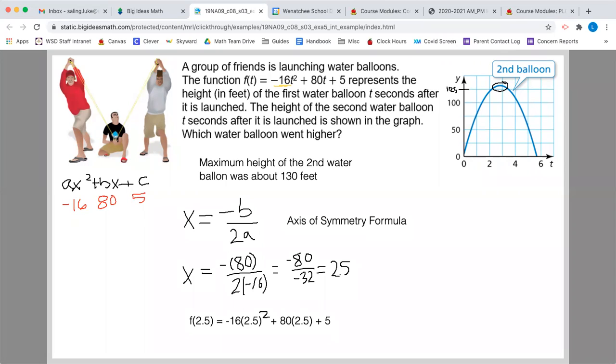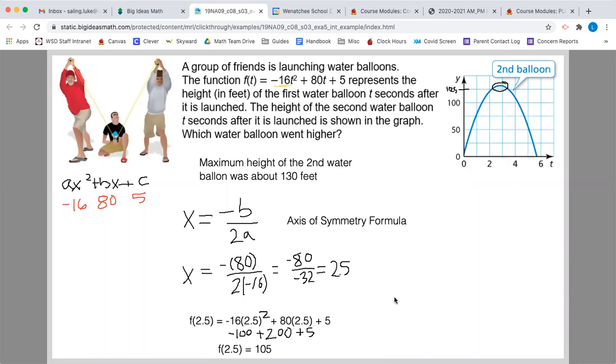So for our first part, it's of course going to come out as evenly as it possibly could, because when you multiply negative 16 times 2.5 squared, you actually end up getting negative 100. And the way you do that calculation is 2.5 times itself, so 2.5 squared, 2.5 times 2.5, and then times negative 16. For our second part, we have 80 times 2.5, which gives us 200. And plus 5. And when we combine all these together, what we end up with is f of 2.5 is equal to 105.